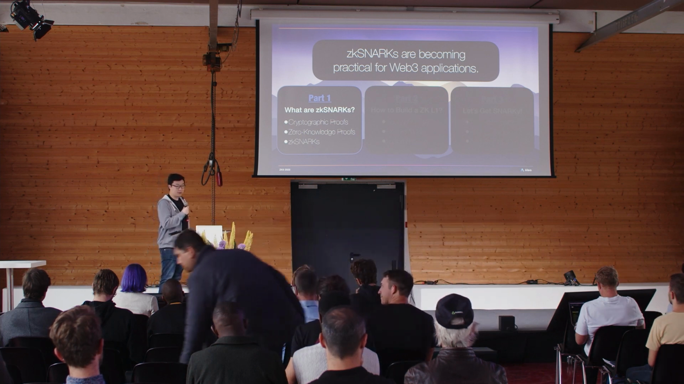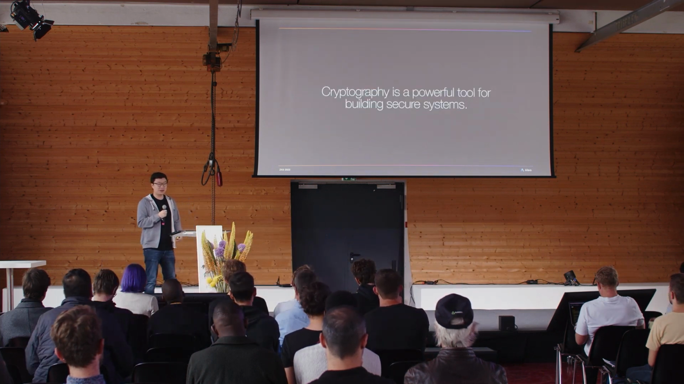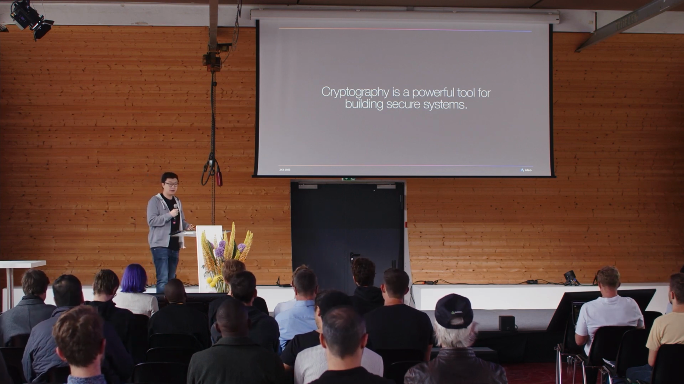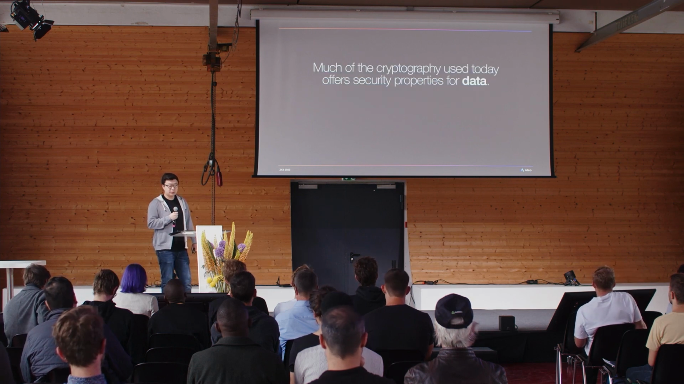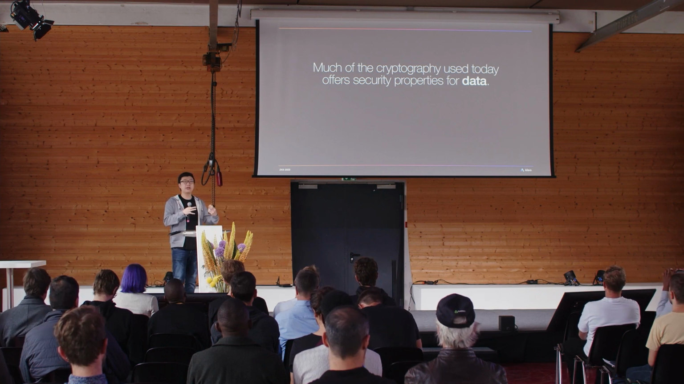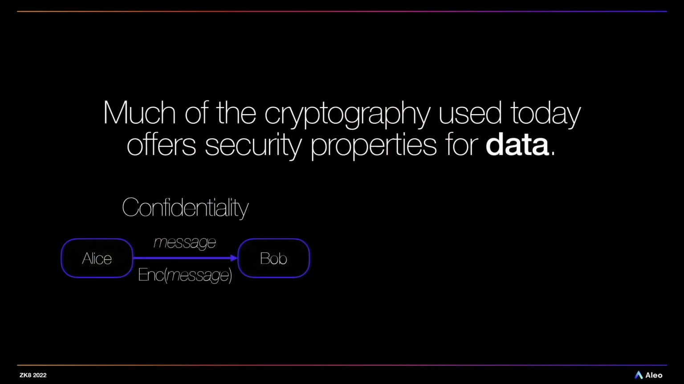What are ZK snarks? Well, to even talk about that, we need to start with a basic premise, which is to say that cryptography is a really powerful tool for building secure systems. And much of the cryptography that we use today is really to give security guarantees about data. What do I mean by that? Well, for one, whenever you're transmitting information, say over the web between two parties, one of the things that you really want to do is to encrypt your content so that only you as the sender and the receiver see this message. And so we use cryptography for encryption.